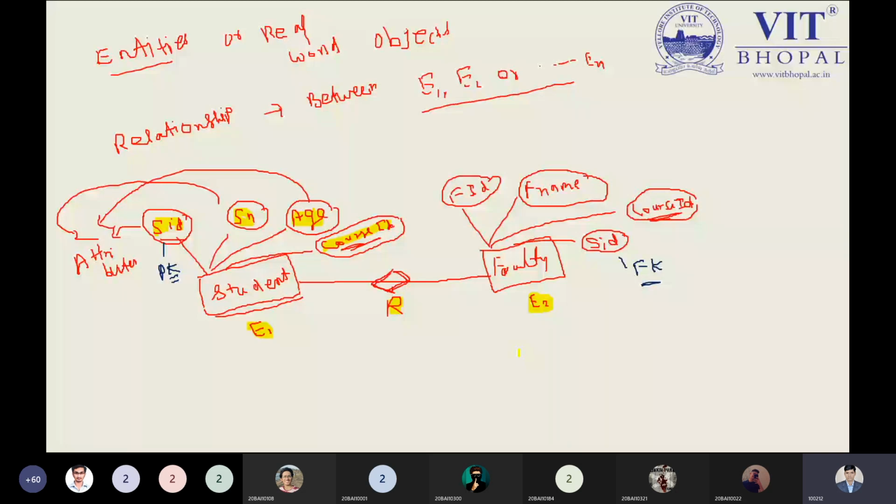So I have written over the PK. Faculty is also having some student details, which is identified by the student ID. So we have this student ID over here, and that is known as the foreign key.